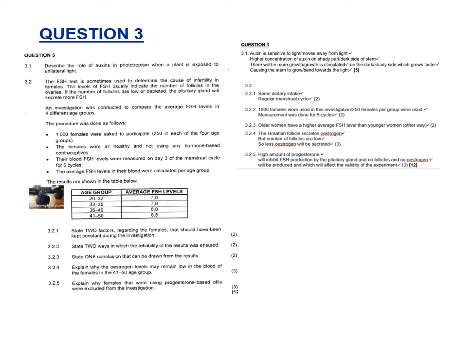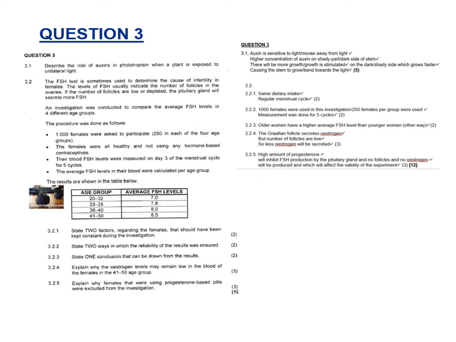Right, after we've done some revision on work that you need for question 3, let's answer question 3. Right, 3.1. Describe the role of auxins in phototropism when a plant is exposed to unilateral light. Now, I've already discussed this in our revision video or revision slide.